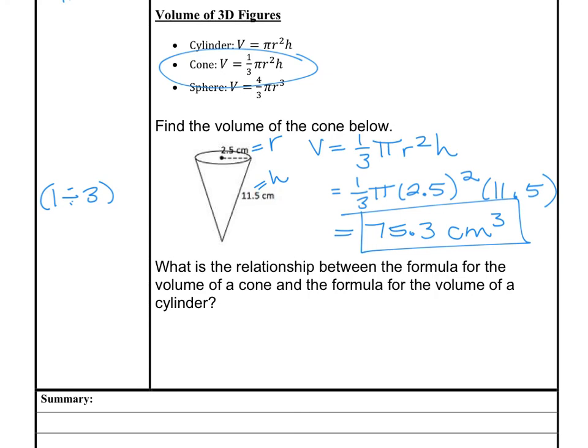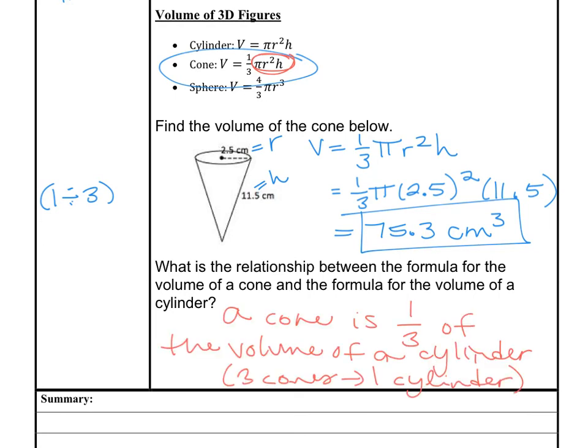Last thing, what's the relationship between the formula for the volume of a cone and the formula for the volume of a cylinder? Well, you see that 1/3 in front of the volume of a cone, which means that it's 1/3 of something. Right after it, it's followed by the volume of a cylinder. So we talked about how 3 cones of the same radius and the same height fit inside of a cylinder, which is why we see the 1/3 in our equation. So our relationship is this. A cone is 1/3 of the volume of a cylinder, or in other words, 3 cones go into 1 cylinder.